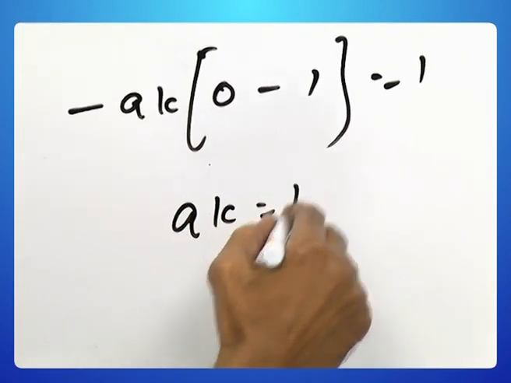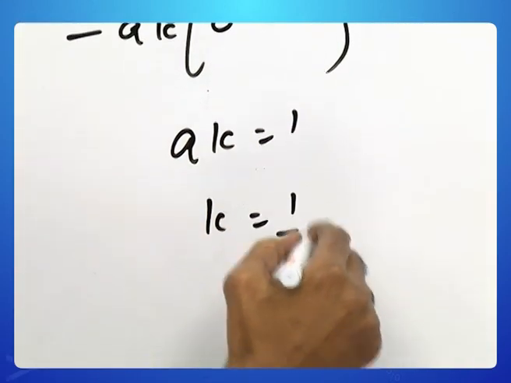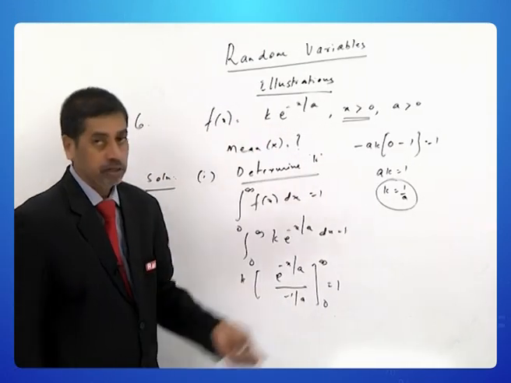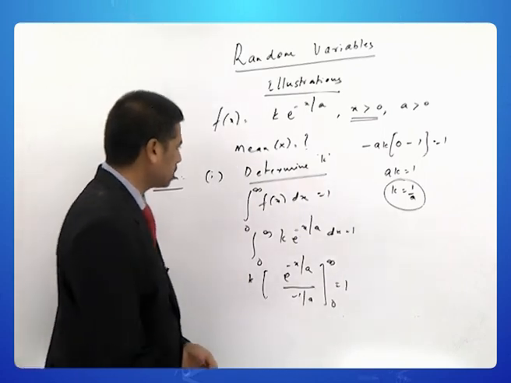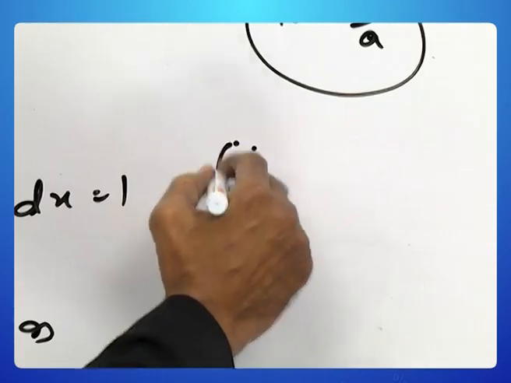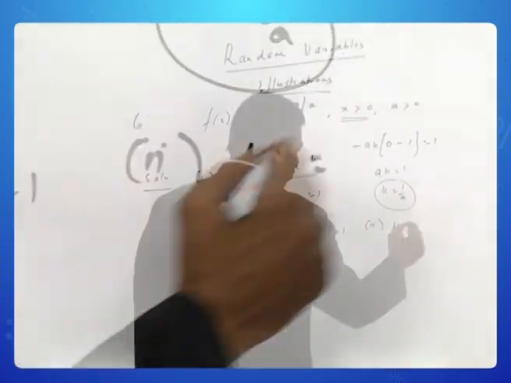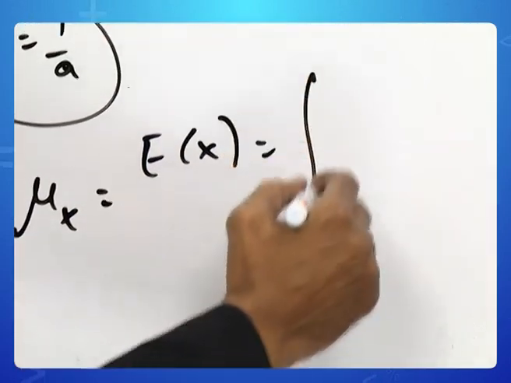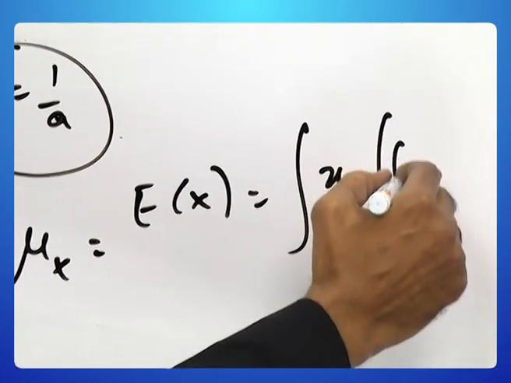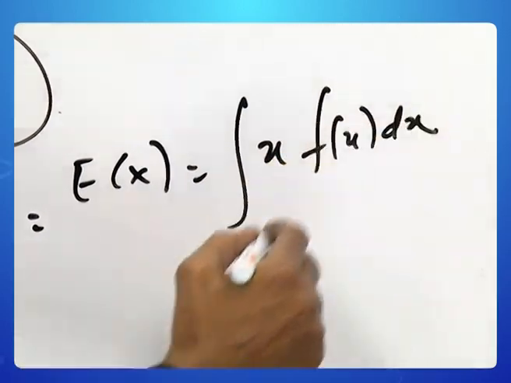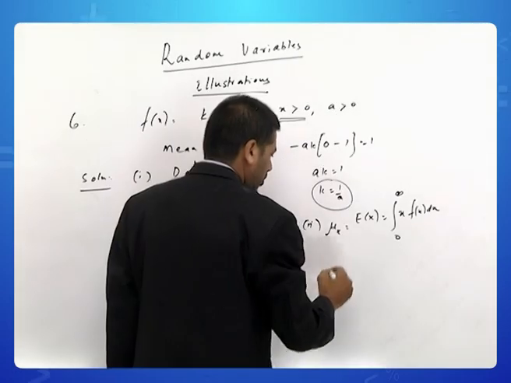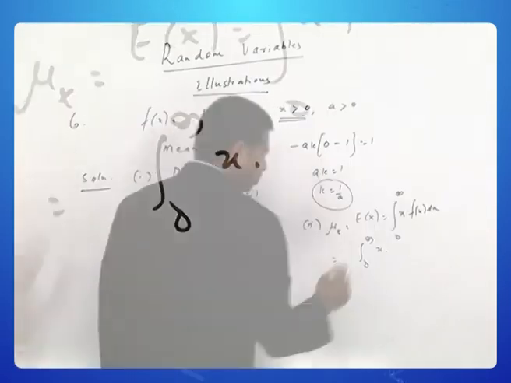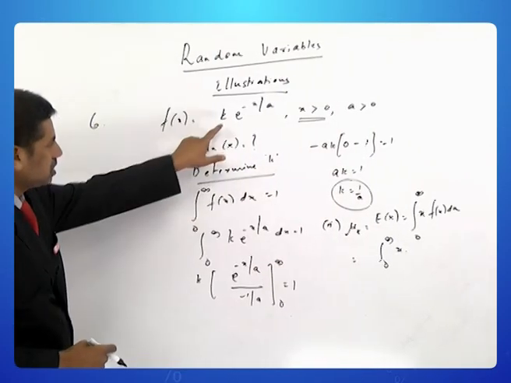So ak is equal to 1. So k is equal to 1 by a. Unless this is found, you cannot go to the main issue of finding out the mean. So let's go to the second part. Mean of x is equal to expectation of x, which is integral x into the density function from 0 to infinity, so x into this function.